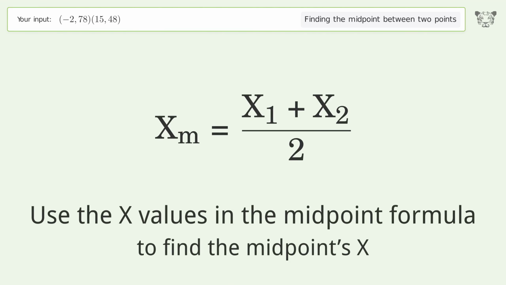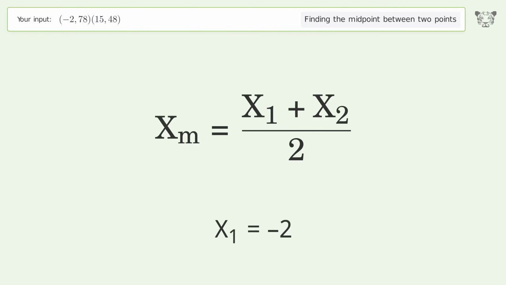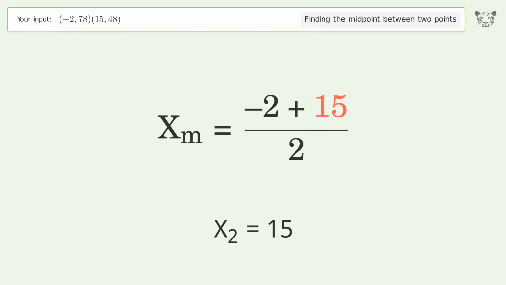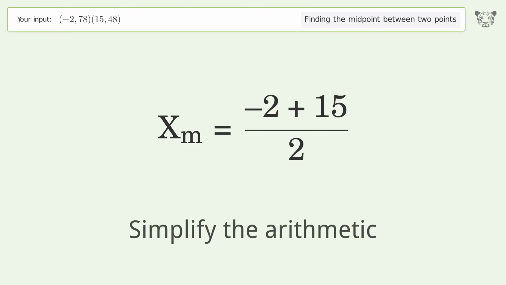Use the x values in the midpoint formula to find the midpoints x. x1 equals -2. x2 equals 15. Simplify the arithmetic.